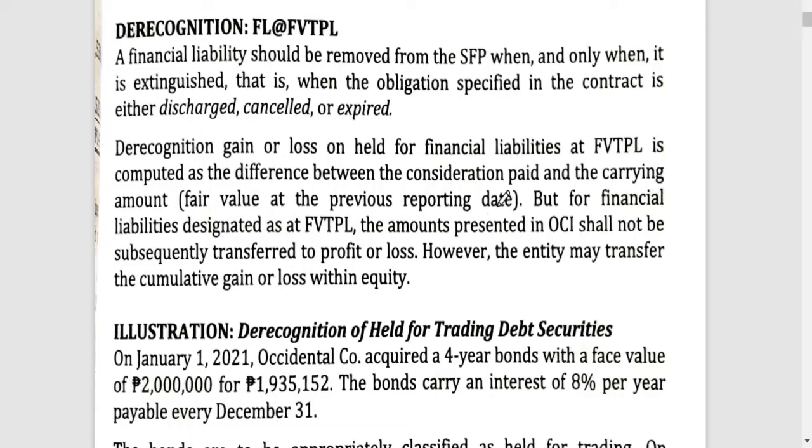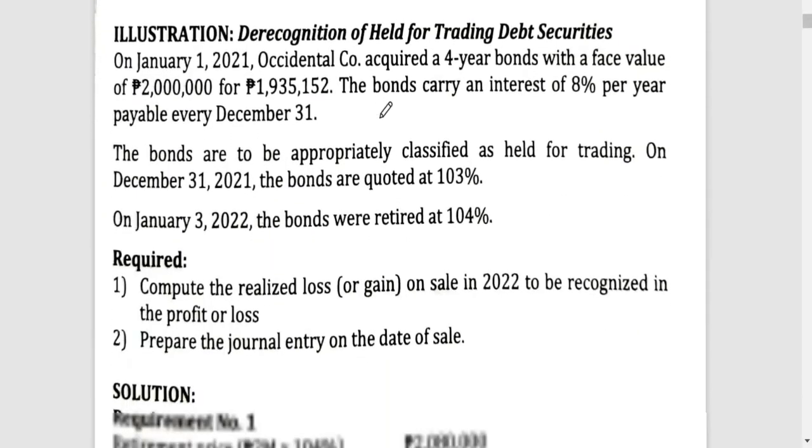But for financial liabilities designated as at FVTPL, the amounts presented in the OCI shall not be subsequently transferred to profit or loss. However, the entity may transfer the cumulative gain or loss within equity. So we have an illustration, the recognition of held for trading debt securities.